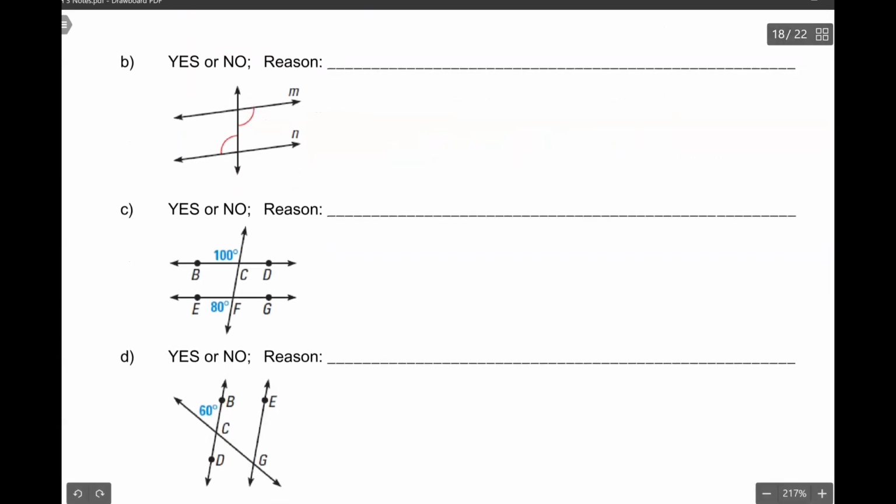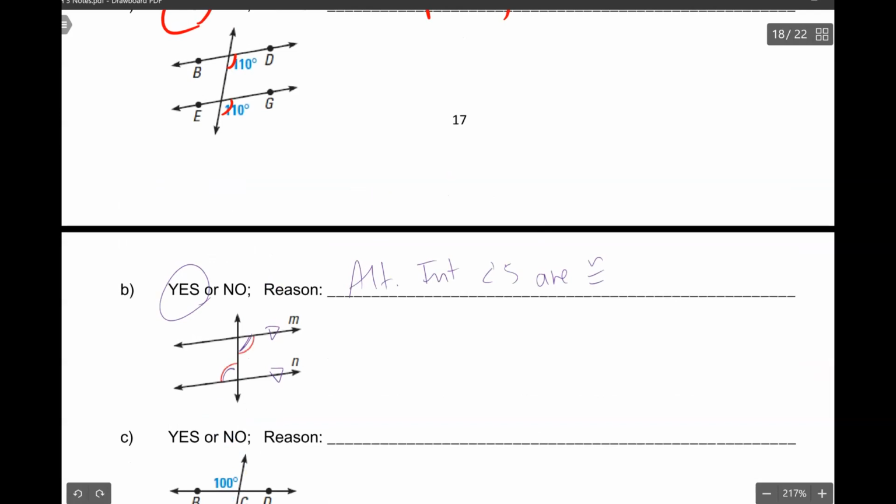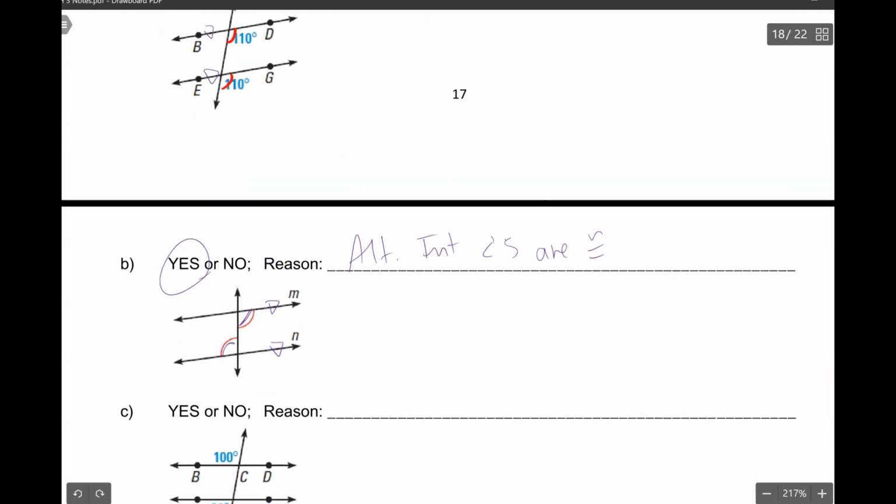All right, let's see. We're only given the fact that these two angles are congruent. Yes, there's enough reason. It's because the alternate interior angles are congruent. Because those two angles are congruent, therefore we can conclude that these two lines must be parallel.